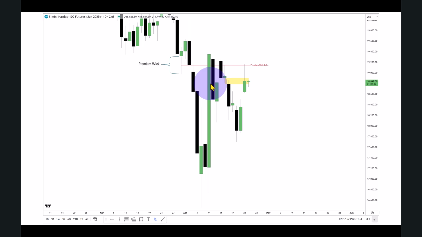Okay, so let's go in with these two PD arrays in mind. Premium wick consequent encroachment of this candlestick right here on the daily chart for NASDAQ June delivery contract 2025, and this volume imbalance right here. Those are the only two reference points on the daily chart that I'm going to have on the lower time frames.